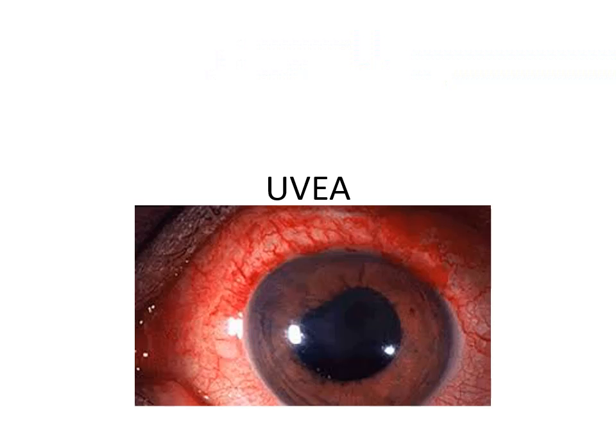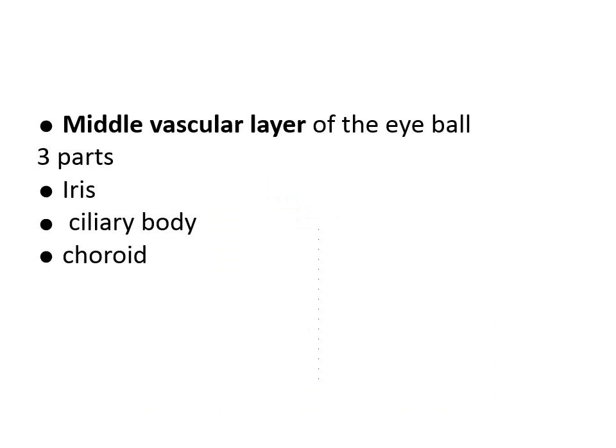So fine, let us begin our topic for today, the uvea. This eyeball has three layers: the outer fibrous layer, middle vascular layer and inner nervous layer. Now this middle vascular layer is called the uvea, and it is divided into three parts from anterior to posterior as iris, ciliary body and choroid.